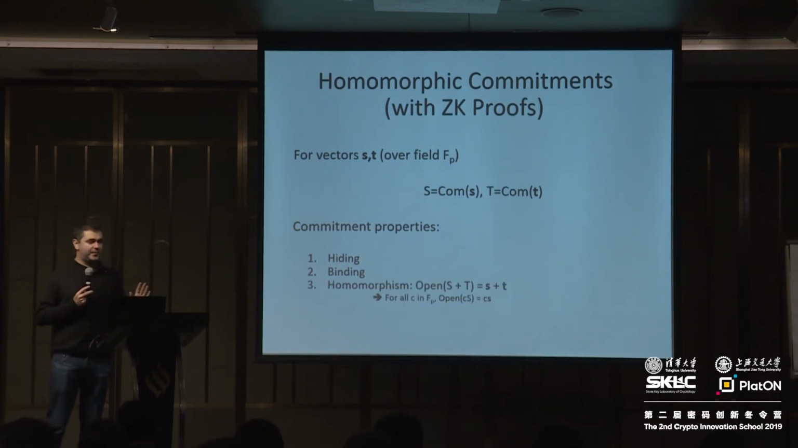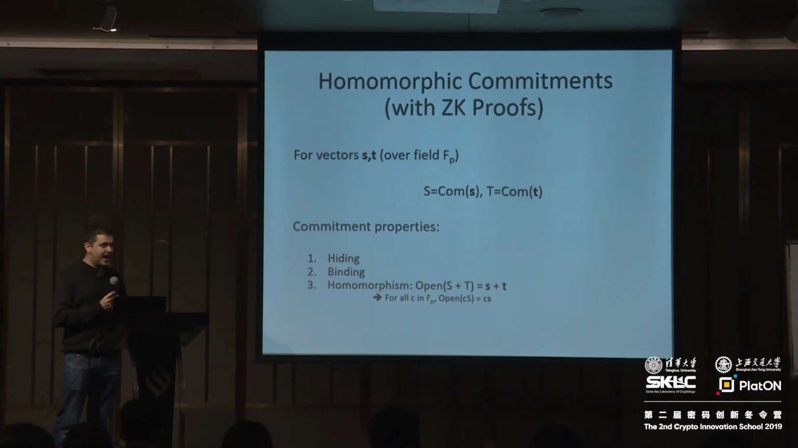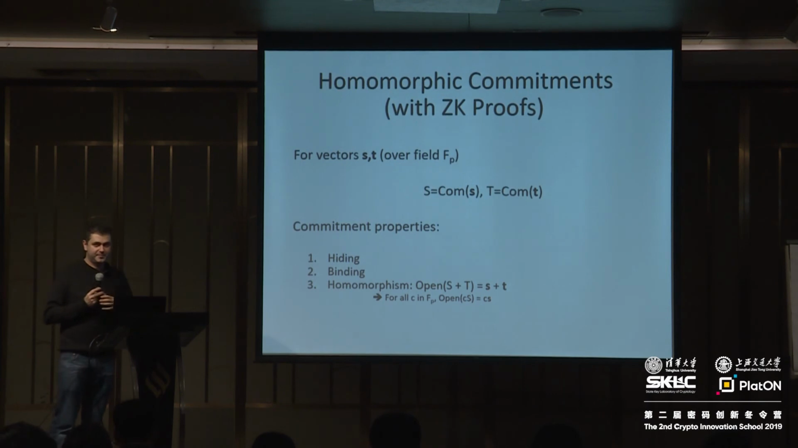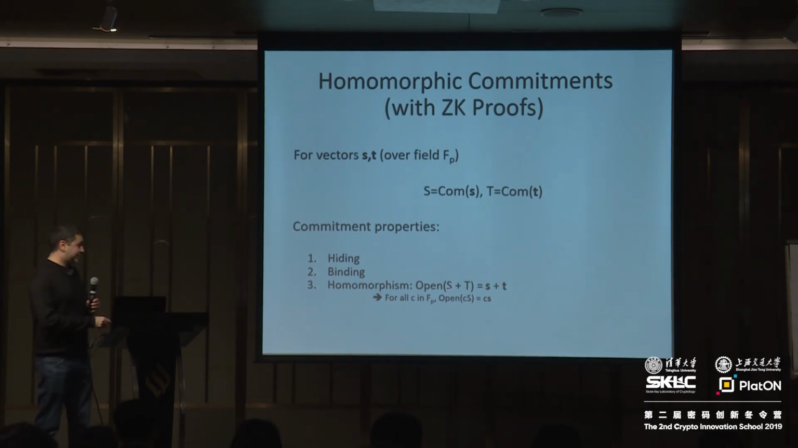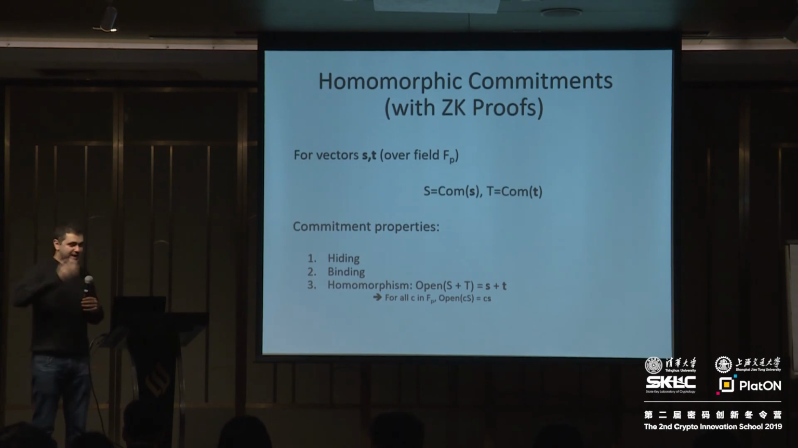I want just additive homomorphism, nothing fancy, nothing FHE. So the opening of S plus T should be equal to s plus t. That's the property that I want. If you add two commitments, the opening has to be the sum of the two messages. This directly implies, since you can do this many times, that for all c in Fp, the opening of c times S is c times s. It's just because you open S plus S plus S, c times. So that's why this is implied.